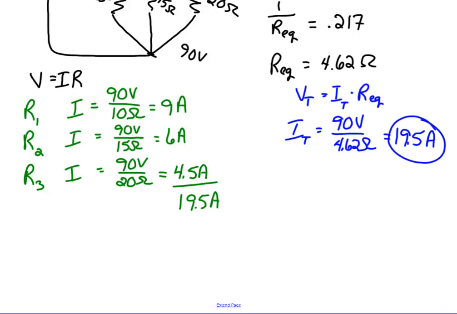So I found the resistance, and I found the current for each resistor in a parallel circuit and in a series circuit. What we're going to look at next is combinations of resistors, where some are in parallel and some are in series within the same circuit.